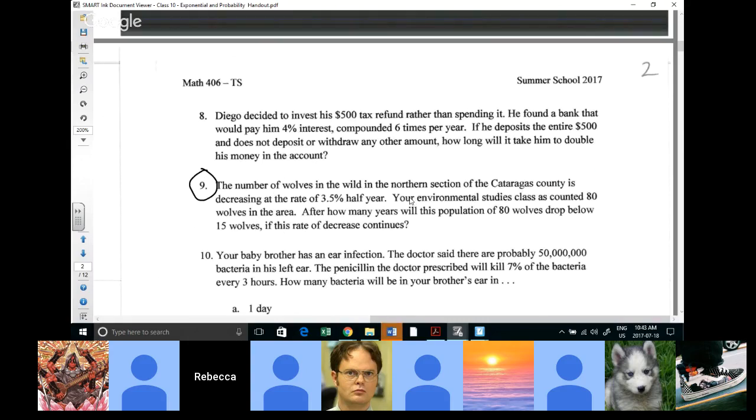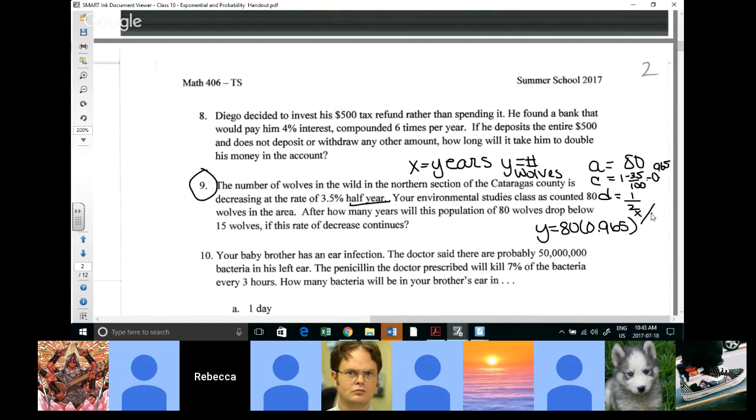We'll look at 9. The number of wolves in the wild in the northern section of this county is decreasing at a rate of 3.5% every half year. Your environmental studies class has counted 80 wolves in that area. After how many years will the population of 80 wolves drop below 15? So we have our A, C, and our D. If we define X to be years and our Y to be number of wolves, so here my A, I start at 80. My C, it's decreasing by 3.5%, meaning that I'm at 0.965. And my D, it says every half year, so my D is 1/2. So this is 80 times 0.965 to the X divided by 1/2.